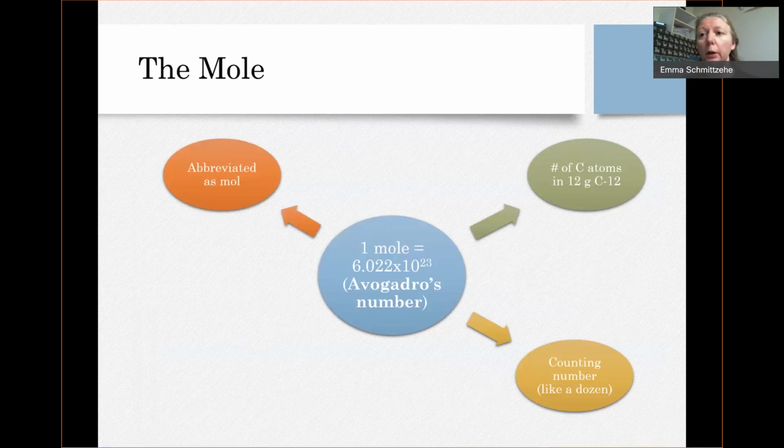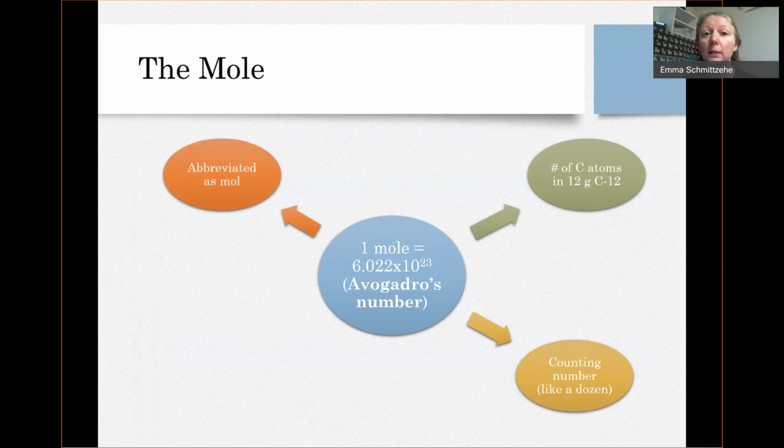And so, you know, when we have a dozen of something, everyone knows that's 12, whatever you're talking about. So a dozen eggs is 12 eggs, a dozen donuts is 12 donuts. Or you could say you have 2 dozen of something, like 2 dozen eggs, and everyone knows that's 24 eggs, right? But that's a simple conversion that for every 1 dozen, there's 12 of something. Right? This is the same thing. For every 1 mole, there's Avogadro's number of that thing.